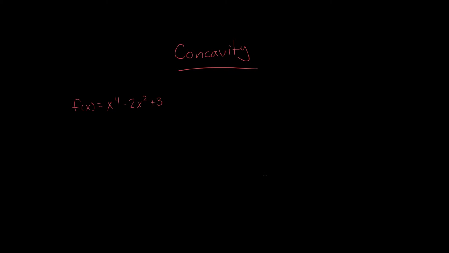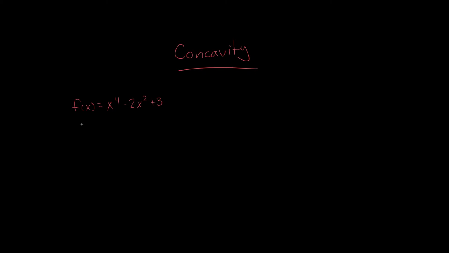In this video, we're going to do another example about finding the concavity for a polynomial. And in this problem, we're going to be working with x to the fourth minus 2x squared plus 3. So remember that to find the concavity, we first have to find the second derivative.